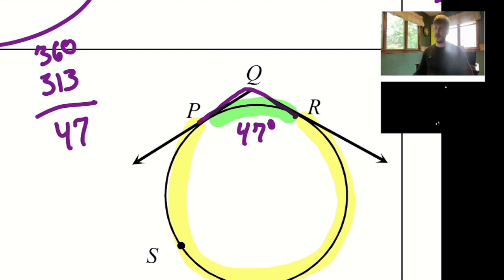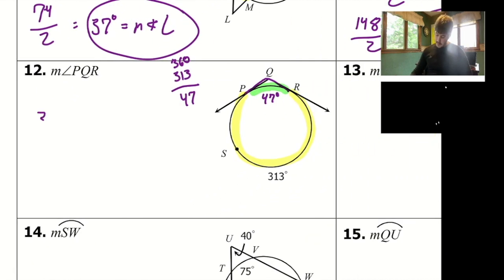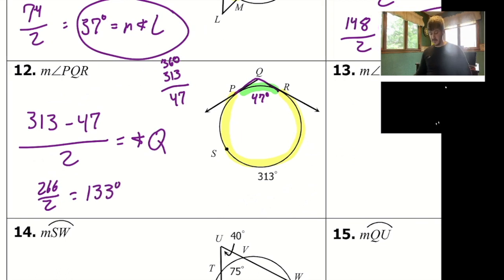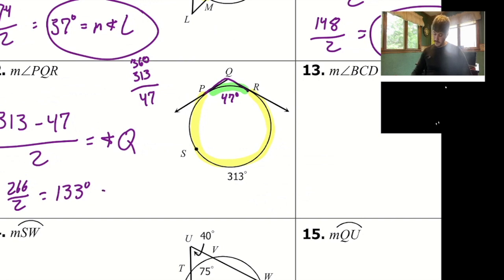And then you can just jump right into the rule. 313 minus 47 divided by 2 is angle Q. So 313 minus 47 is 266 divided by 2. And obviously you know you need to divide by 2 because you can't have an angle that's 266 degrees. But when you cut it in half, you get 133 degrees, which seems pretty good because it's definitely a pretty large obtuse angle.